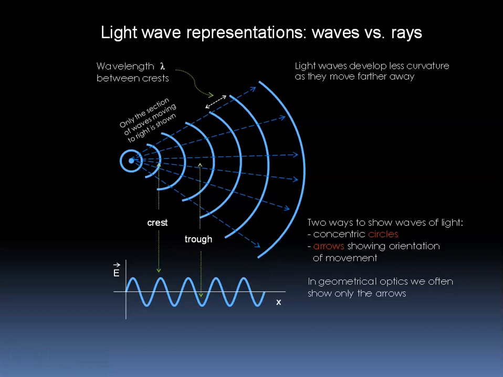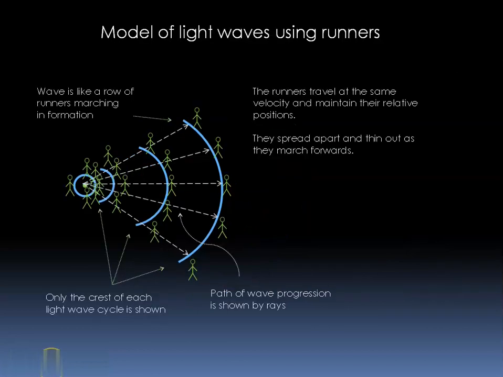than using the circles. So if one thinks of a wave of light like a row of marching runners, they move forward in formation. As one can see, if each runner stays along a straight path, but they go at the same speed, they maintain their relative configuration. However, they're spreading out as they move out.